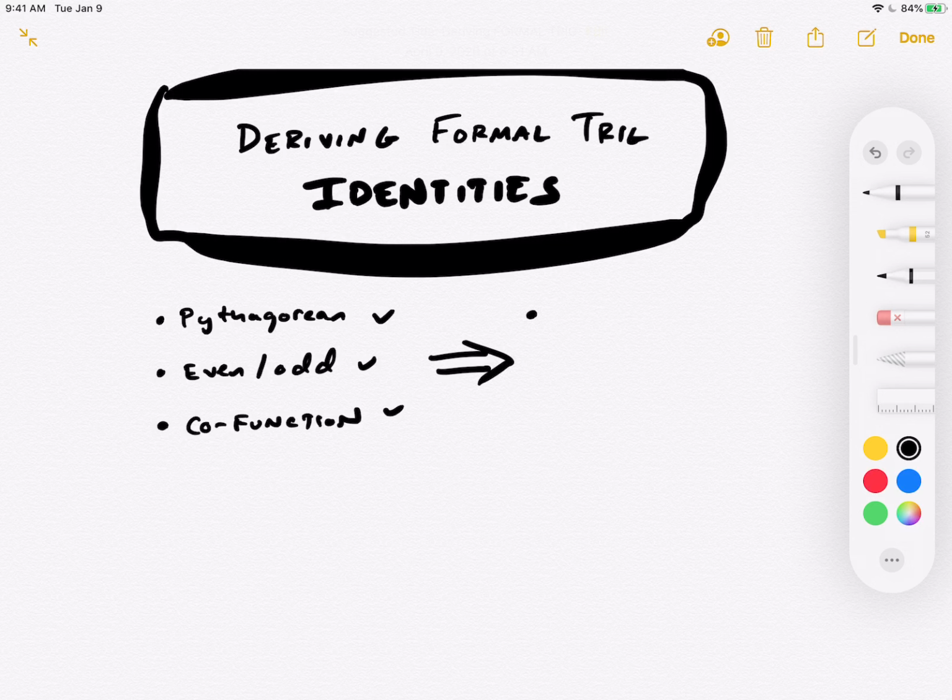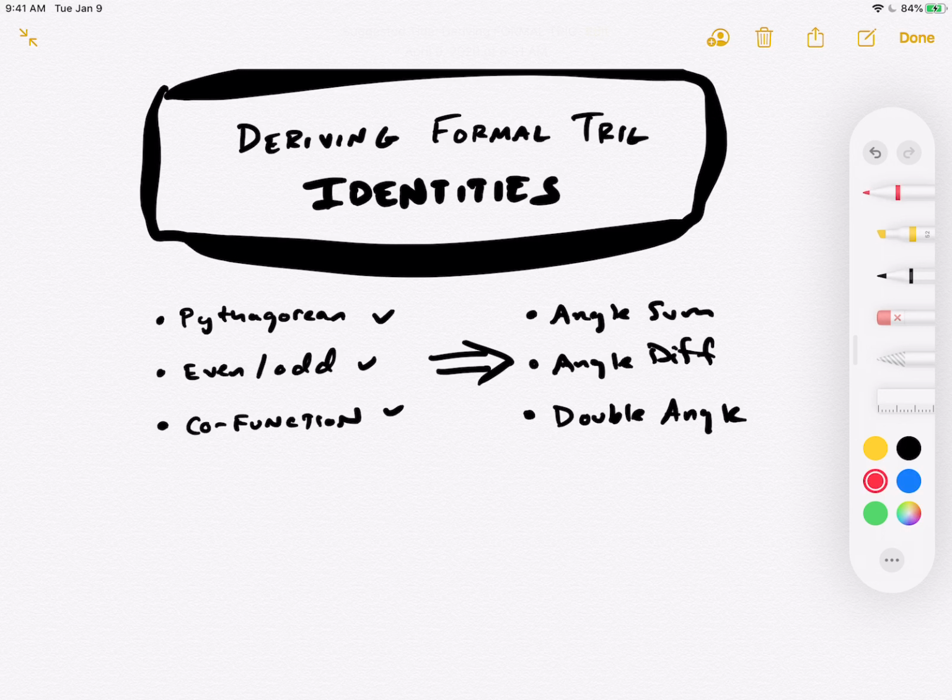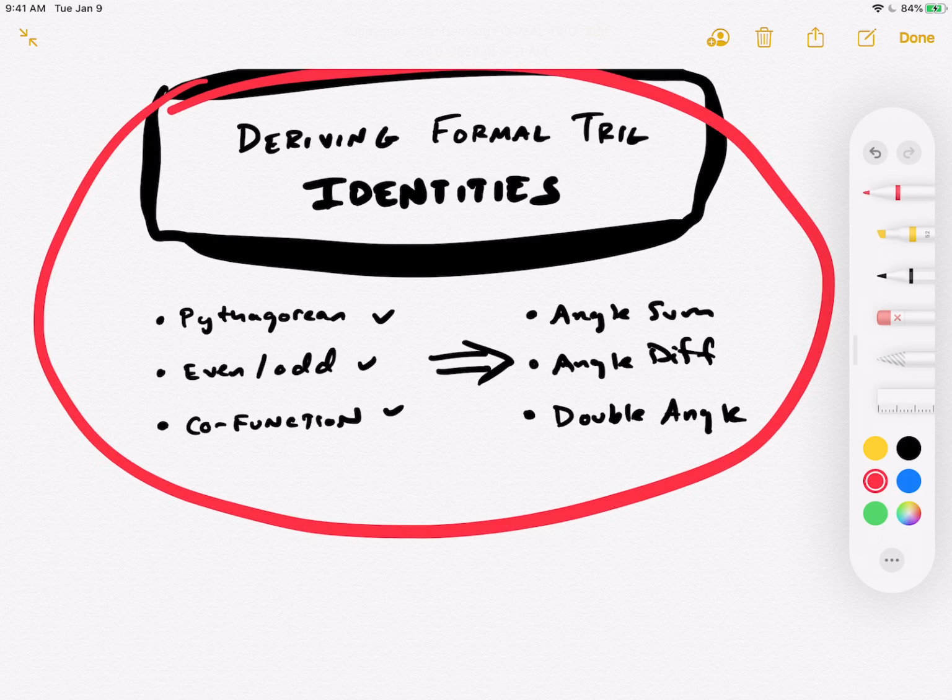And the new ones are called an angle sum identity, an angle difference identity. Now there will be angle sum and difference identities for sine, for cosine, and for tangent. And then also we'll learn the double angle identities. Okay, so when you put all of these together collectively, these are often referred to as your formal trig identities.